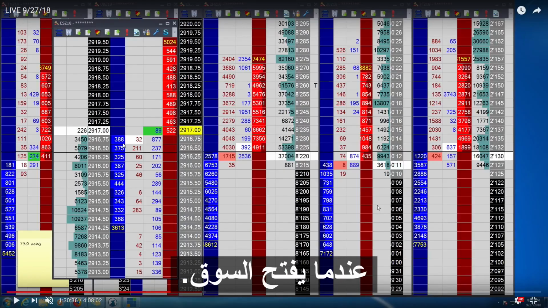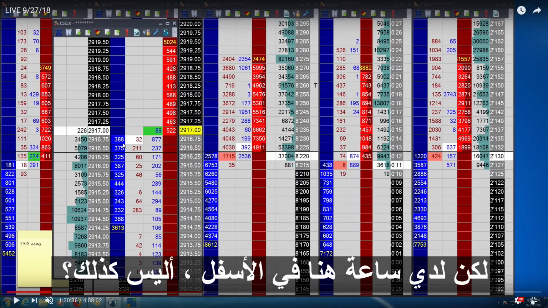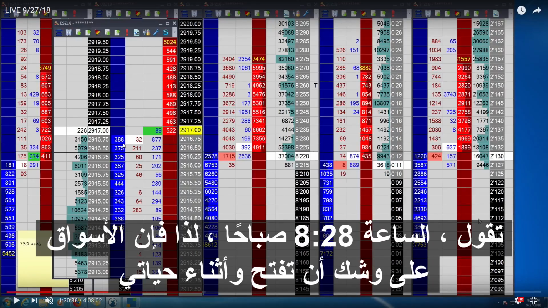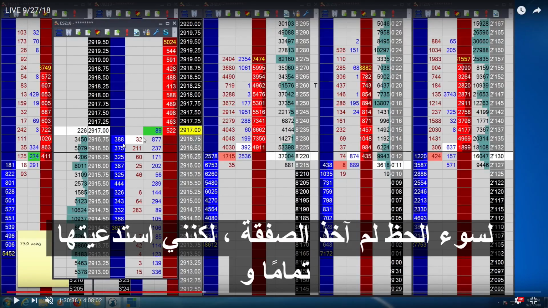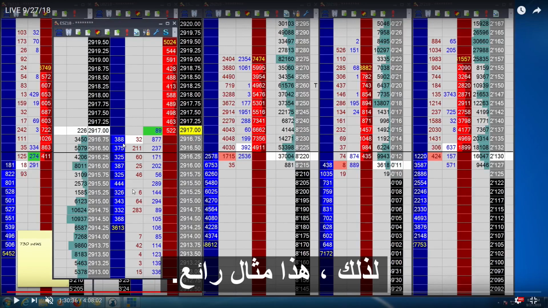When the market opens. You may not be able to see it, but I have a clock down here in the bottom right. It says 8:28 a.m. So the market's about to open, and during my live session, I unfortunately didn't take the trade, but I totally called it out, and I was very confident it was a good trade. So therefore, this is a fantastic example.